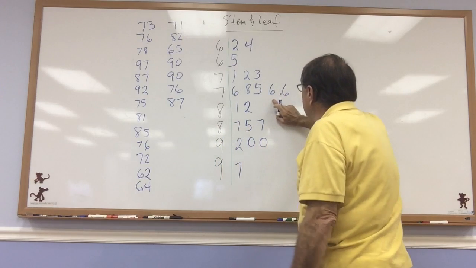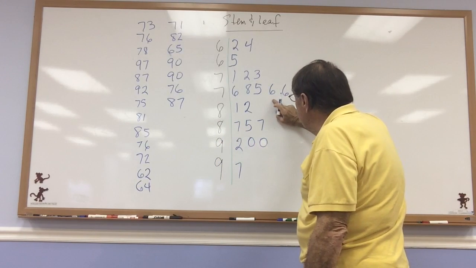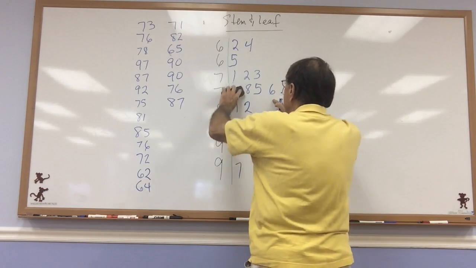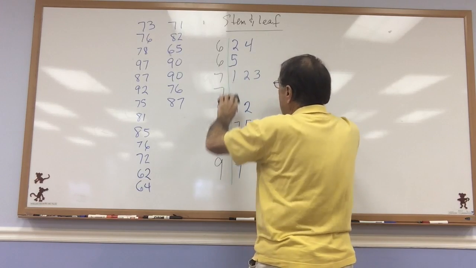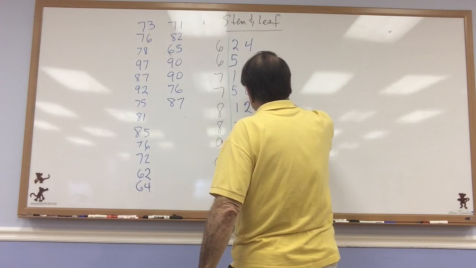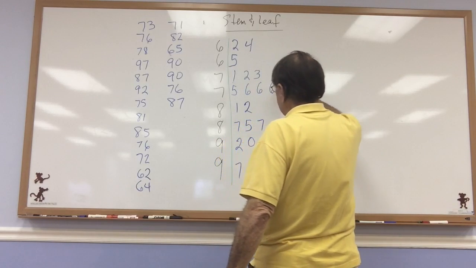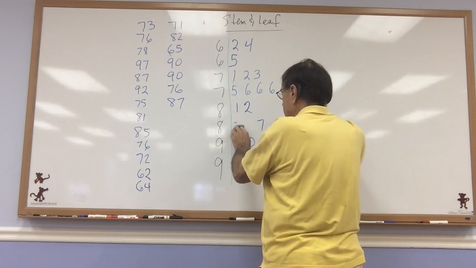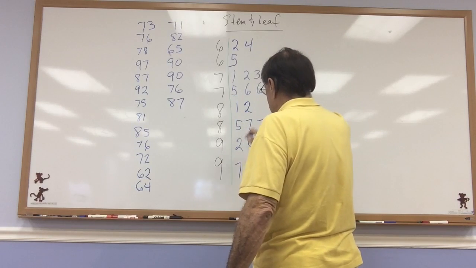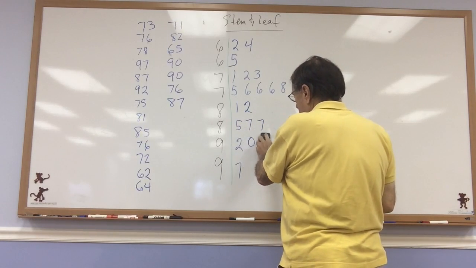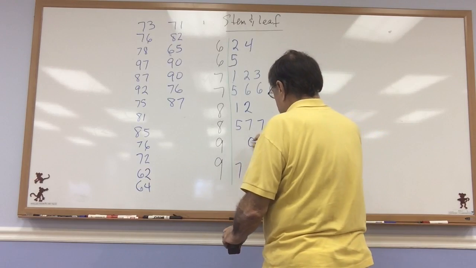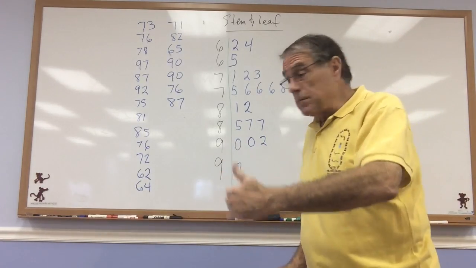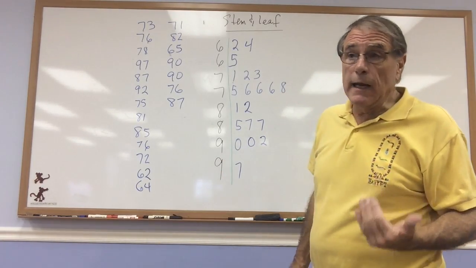Now what's going on here? Well, so I have a 5, 3 6s, and an 8. The 1 and 2, 7, 5, 7 should be 5, 7, 7. And this should be 90s, then 92. And we're good. So I've put the data in order, and we always want to put our data in order.